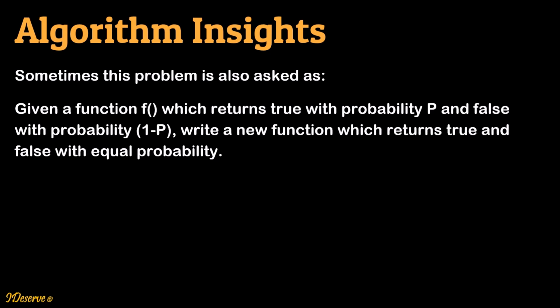Now sometimes this problem is also asked as given a function f which returns true with probability p and false with probability 1 minus p. Write a new function which returns true and false with equal probability. Now we know the solution to this problem and can easily code it. The pseudocode would look like this.